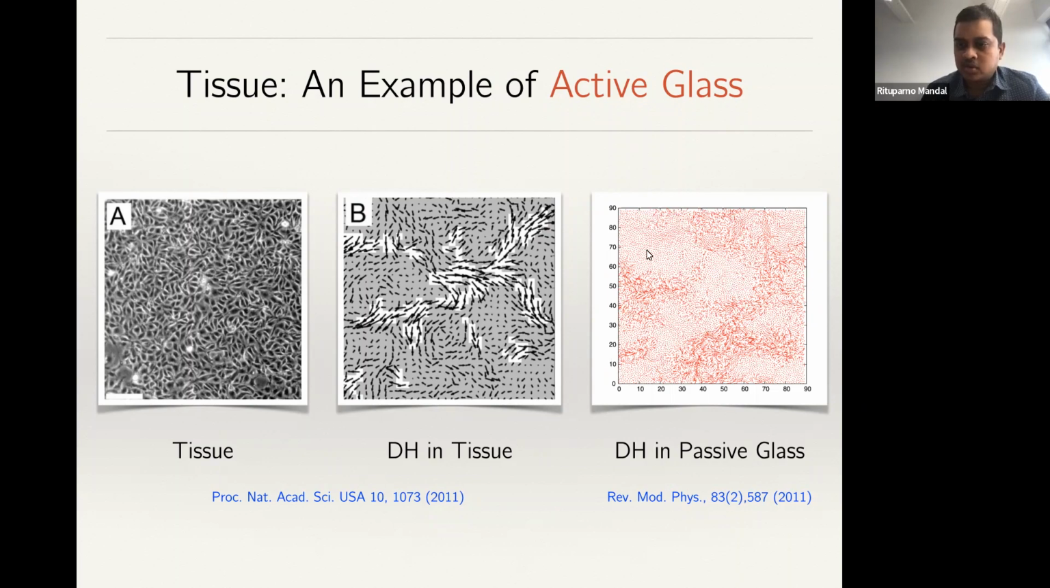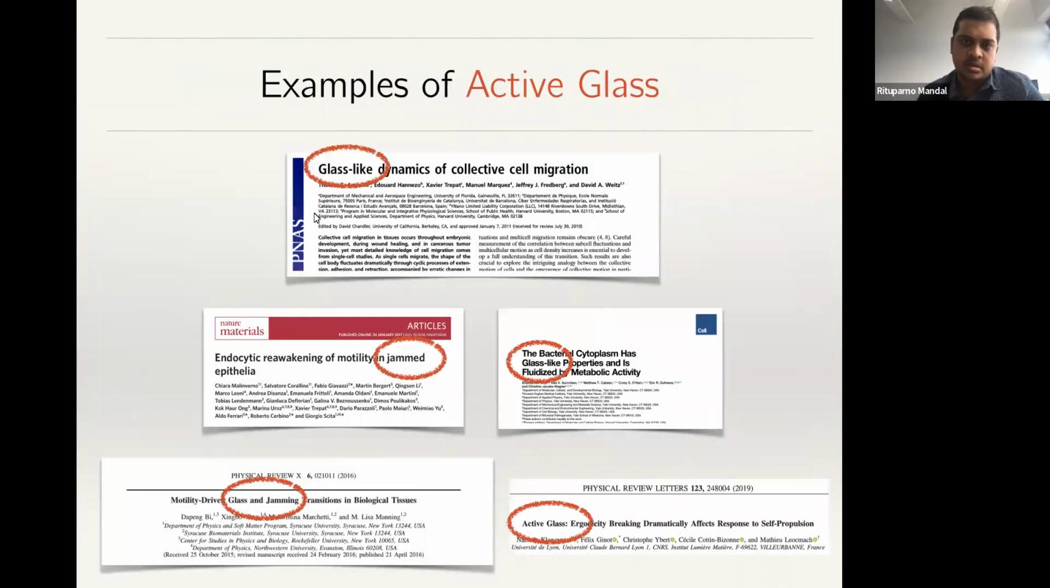Just to compare, I have also kept one picture of the dynamical heterogeneity that you see in passive glass forming materials. And I'm not trying to say that the dynamical heterogeneity in a living glassy material is the same as the dynamical heterogeneity that you see in a passive glass, but I'm just trying to point towards a similarity. And this is not the only paper which claims to see glassy behavior in dense biological material. There are many other papers on cell migration in epithelial tissue or bacterial cytoplasm. They all claim to see some glass-like signature in these dense materials. There is also another paper which came out recently on dense active colloids, where they see an active glass material.